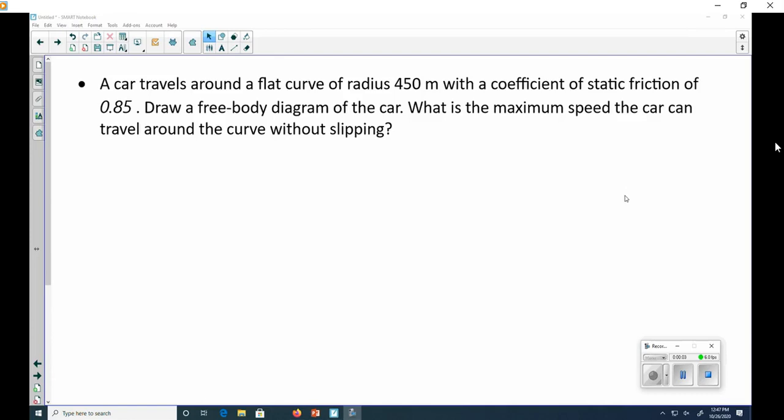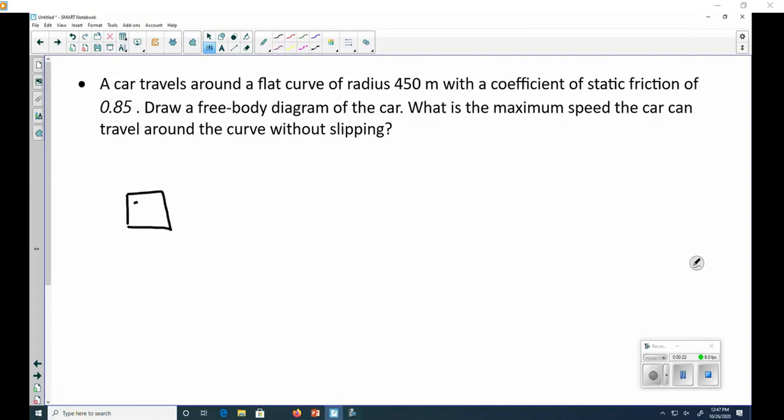So that maximum speed is going to come about when the car is driving and the centripetal force essentially is greater than the force of static friction. Once that becomes greater than the force of static friction, the car is going to slide, and you feel this when you drive your car around a sharp curve. It's the same type of problem. This is exactly what we want to think about.